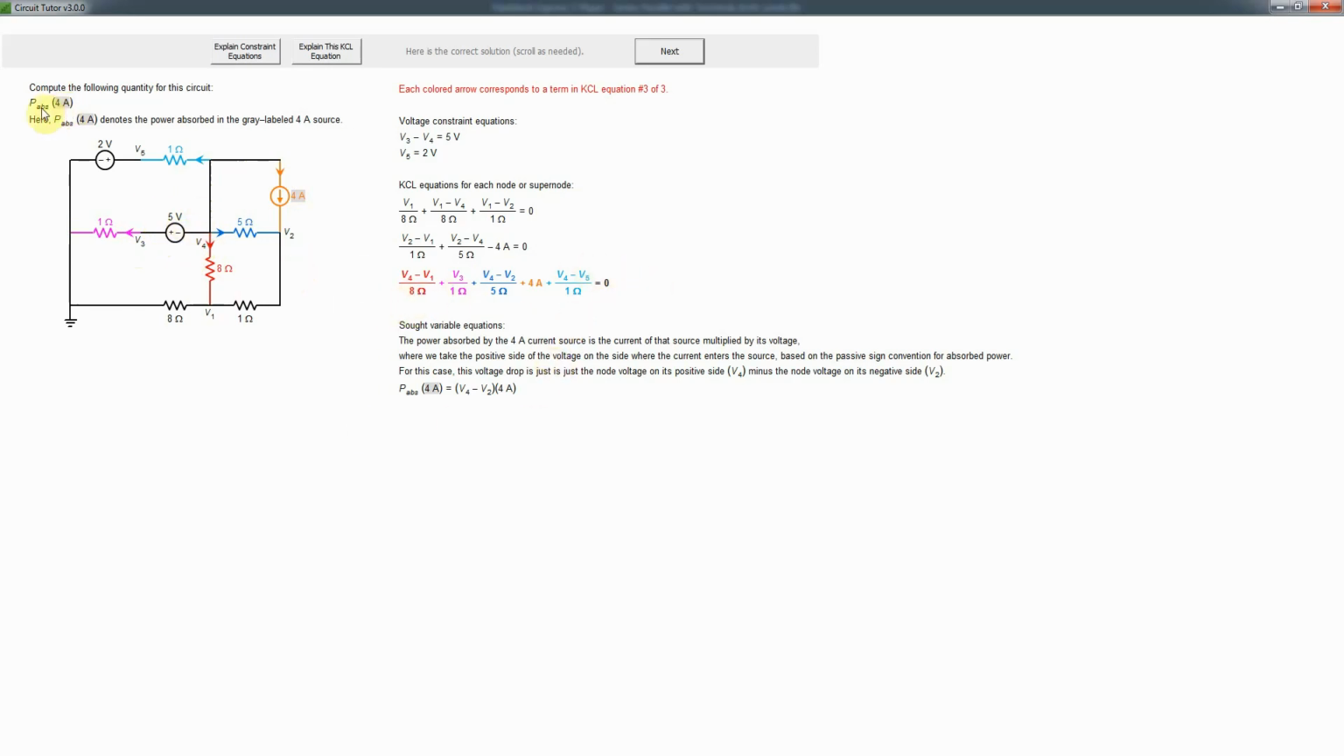Then there's also the power absorbed by a current source, and that requires knowing the difference of voltages multiplied by its current, and you have to use the passive sign convention. So there's several new things here, the main one being the supernode and also the equation for power of a source. And of course you can get some explanations here if you need that.